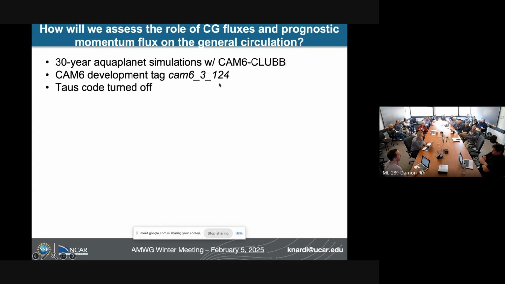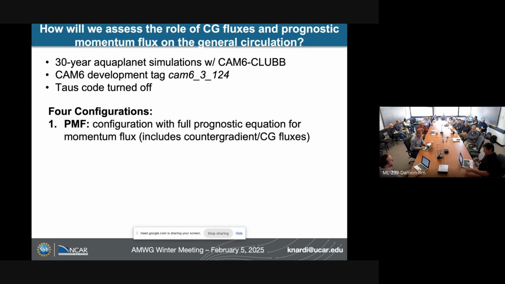I'm using this CAM development tag, and a lot of my previous work during my PhD was exploring the TAOS code that Vince mentioned earlier. For these experiments, we're turning TAOS code off. So we have 4 different configurations. First, I'm labeling PMF. This is just the pure prognostic momentum flux formulation that includes countergradient fluxes.